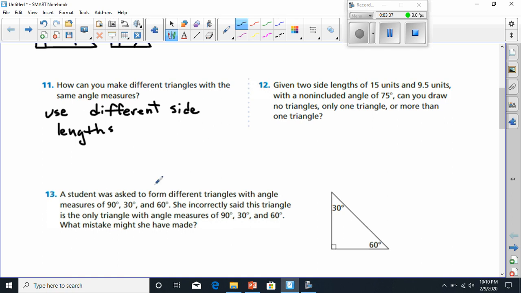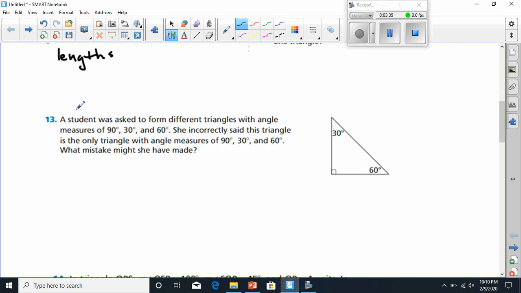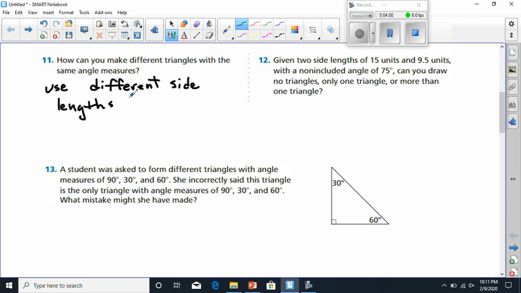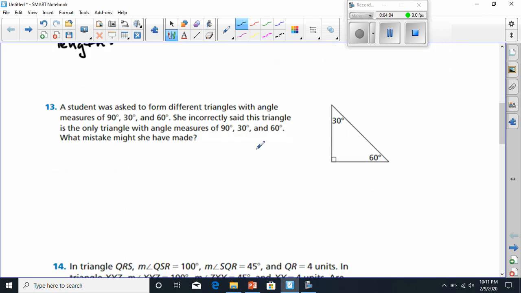Number 13 now says, a student was asked to form different triangles with the angle measures 90, 30, and 60. She incorrectly said, this triangle is the only triangle with the angle measures 60, 30, and 90. What mistake could she have made? Well, it sounds pretty redundant. It sounds like she made the same mistake that I talked about in number 11. She forgot that they could go ahead and increase the length of the sides.